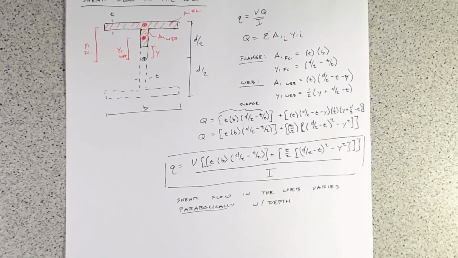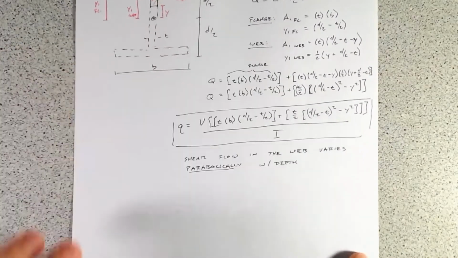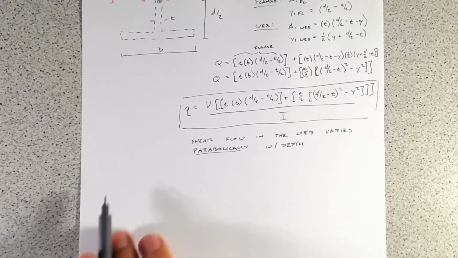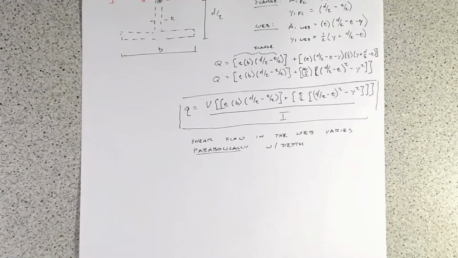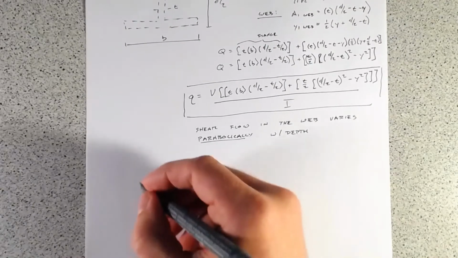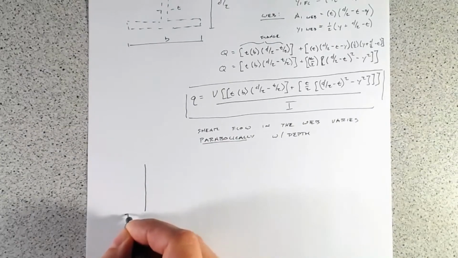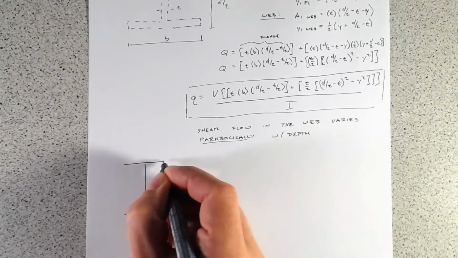And so, well, that's cool. So now we can go ahead and plot up what our shear flow is going to look like over the section. So we've got the flanges done, and now we've got the web done. Well, let's plot that up.